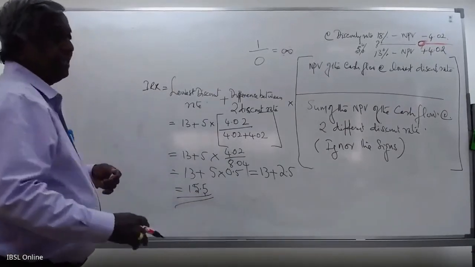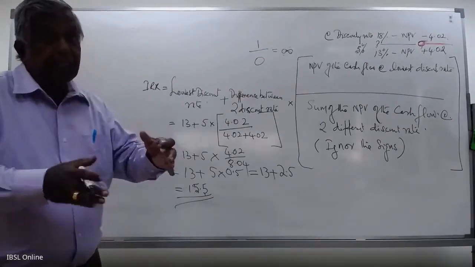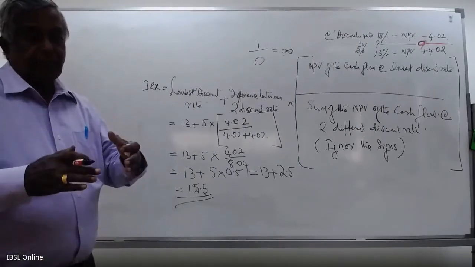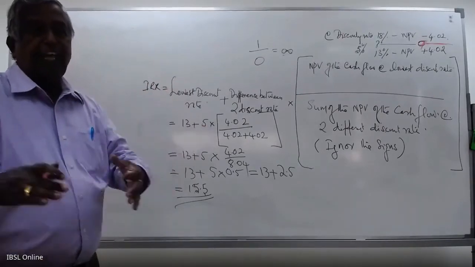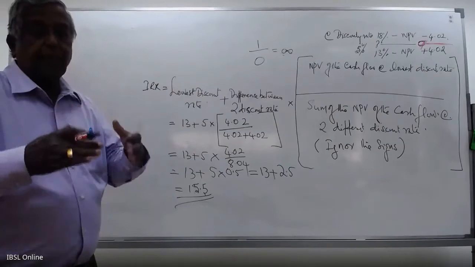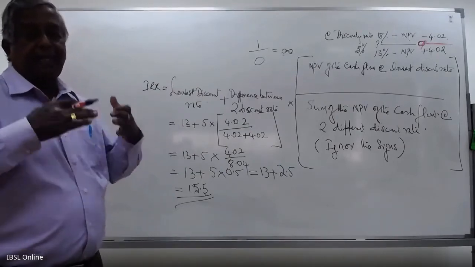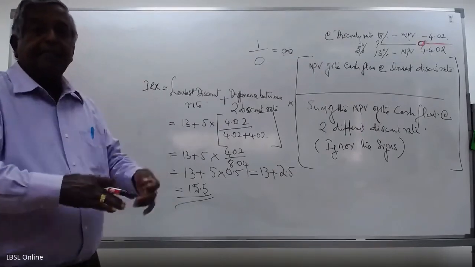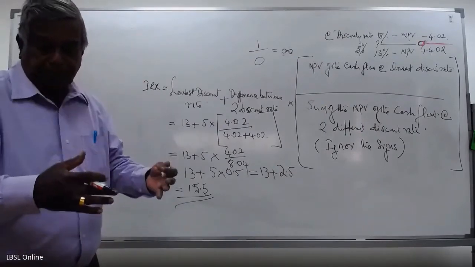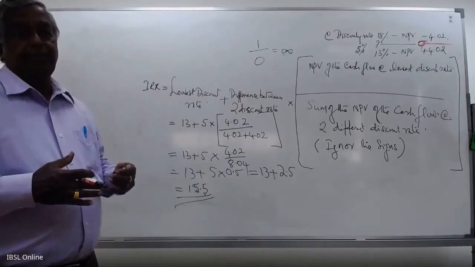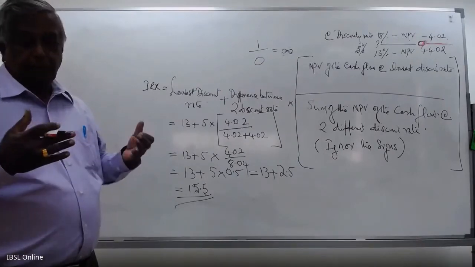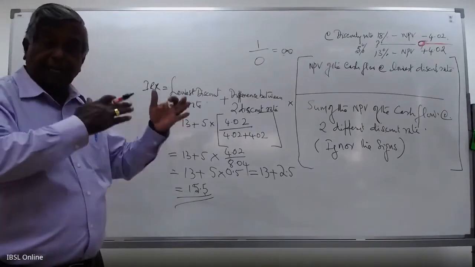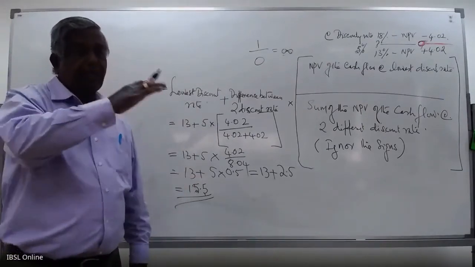This is the discounting rate between 13% and 18%, 15.5. At this rate, this is the IRR. If they borrow at this rate, there is no loss and no profit for the company. The company won't make any profit, and it won't make any loss also, if they borrow at this 15.5. That is the IRR.